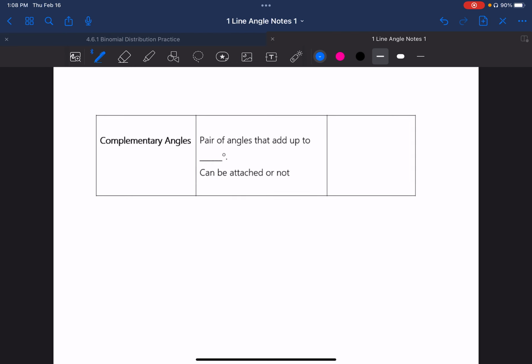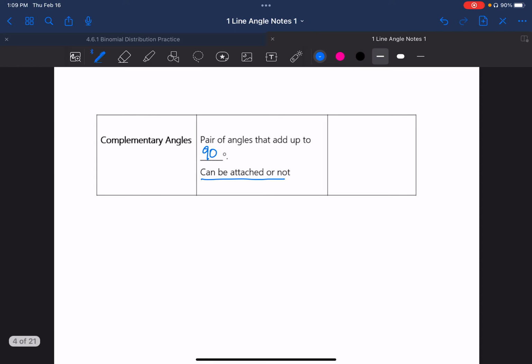Next up, we've got our complementary angles. A complementary angles grouping is a pair of angles that add up to 90 degrees. And we note that they can be attached or not. So what does this look like? Well, you can have the stereotypical one where they're attached.